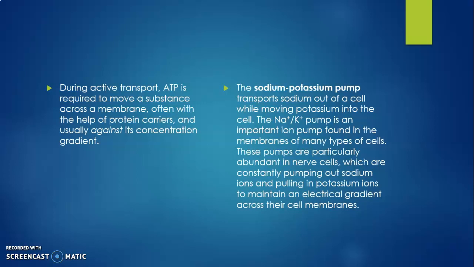The sodium-potassium pump, which is what we talked about earlier, transports sodium out of the cell while moving potassium into the cell. So the sodium-potassium pump is really an important pump because it is found in the membranes of many types of cells. These pumps are particularly abundant in the nerve cells, which are constantly pumping out sodium ions and pulling in potassium ions to maintain the balance across the cell membranes.